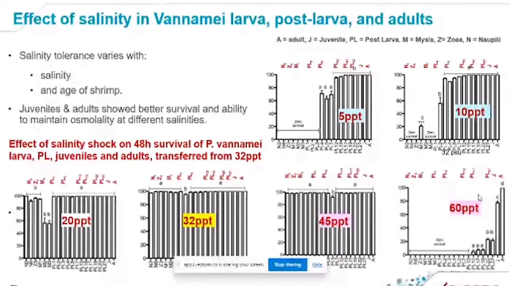If you transfer them to lower salinity, you also see mortality, starting with 10 ppt and 5 ppt. Here you see at 5 ppt, all the larval stages died when they were transferred, as well as the early PL stages, and most of the late PL stages also die. Older stages have a bit of mortality, but they are pretty resistant. In fact, tolerance varies with the age of the shrimp, as you can see from the study, and with the salinity.